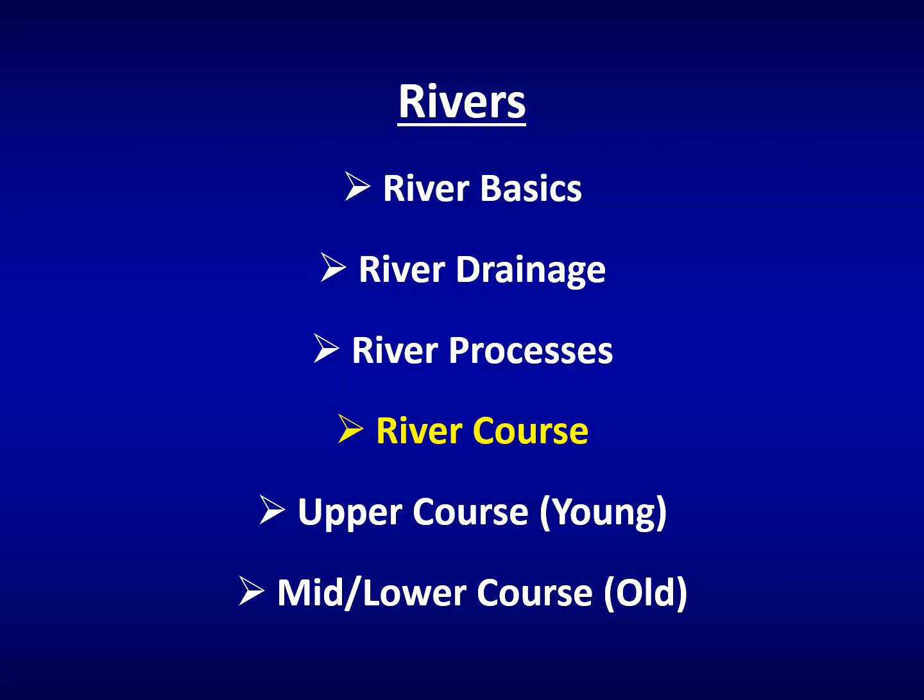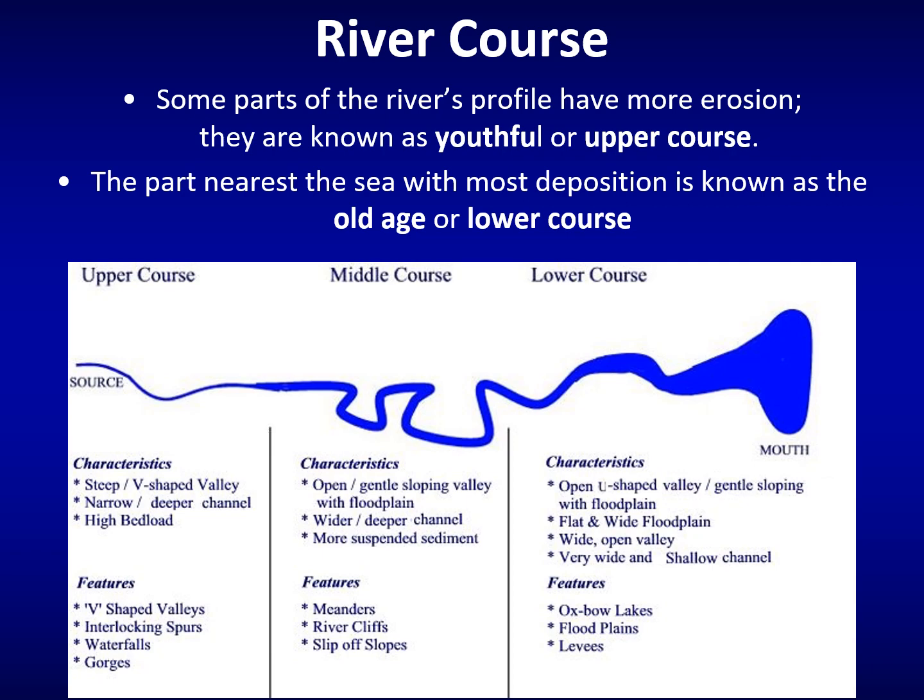Let's talk about the river course, which includes both upper course and lower course features. The river course, when looking at it over the entire profile, is the speed of the river and the kind of features that dominate that area.